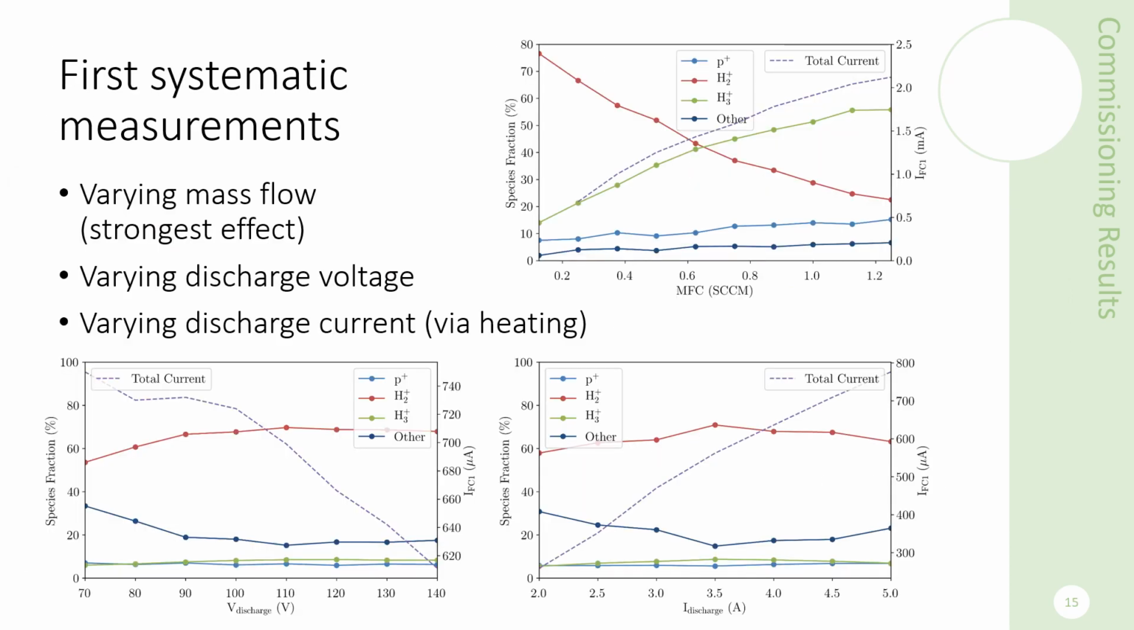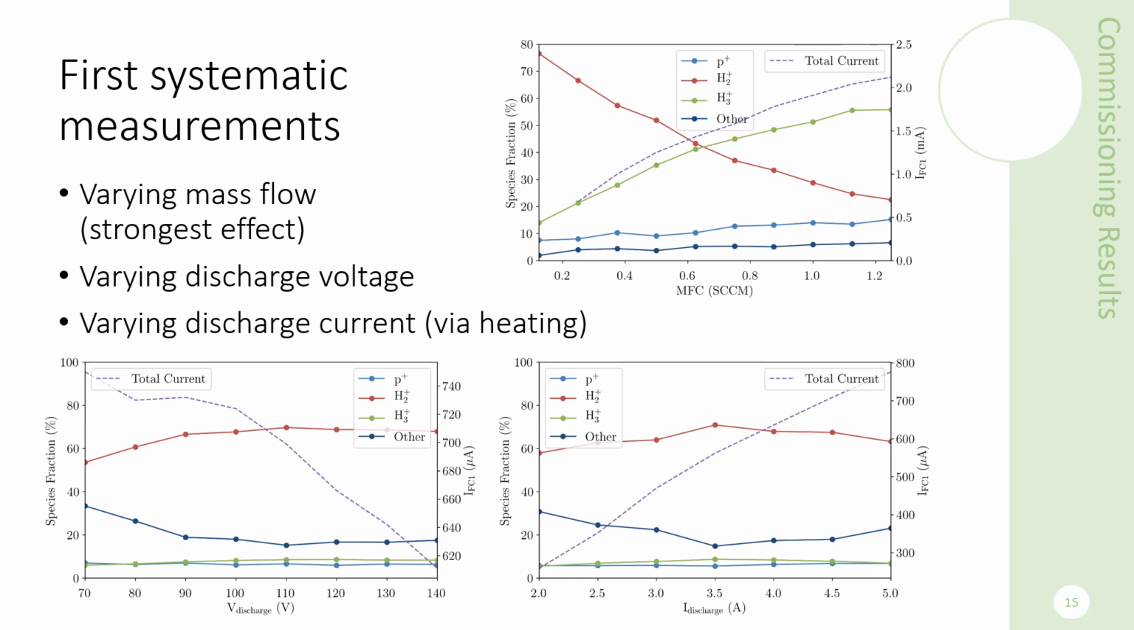Here are some plots of our first systematic measurements. We varied the mass flow, which has the strongest effect on the species ratios. You can see this in the top right plot here, where the H2+ goes down rather quickly with increased mass flow, and the H3+ goes up. The protons are fairly constant, as are the contaminants, and again they are at the few percent level.